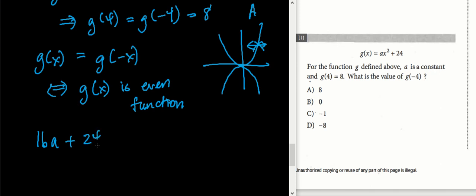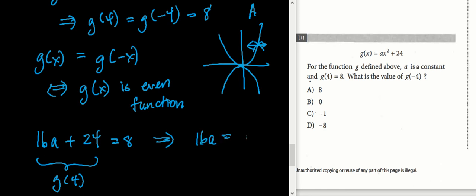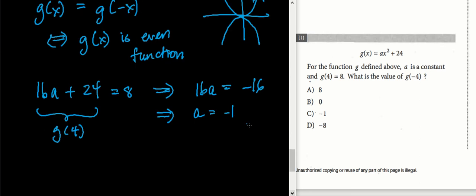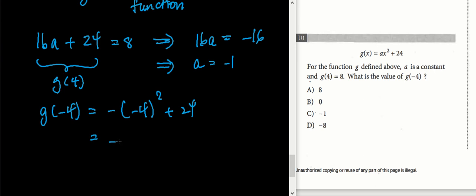So we were told 16a plus 24. So remember, this is g of 4. And we're told that this is equal to 8. So you can solve for a. This would tell us that 16a is equal to negative 16, which implies that a is equal to negative 1. Then you can go back and substitute now. So g of negative 4, substitute in a where you had a variable before. This is now negative 1 times negative 4 squared plus 24. So this is negative 16 plus 24, which is 8.